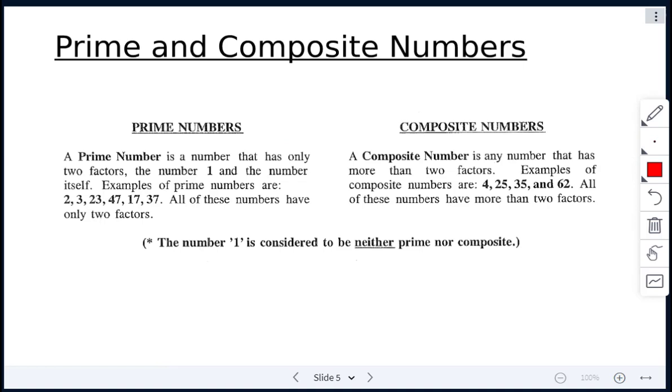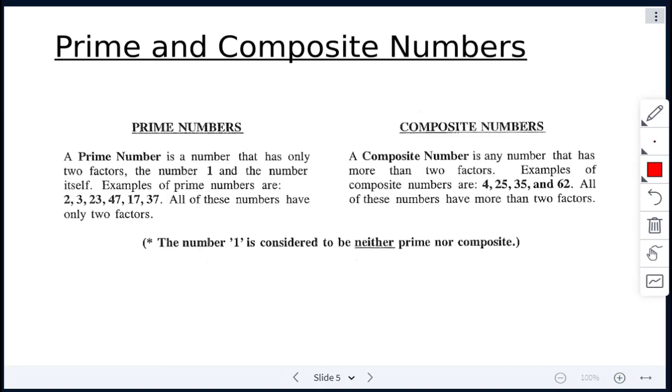So next we are looking at prime and composite numbers. A prime number is a number that has only 2 factors, the number 1 and the number itself. For example, the number 2, the number 3, 23, 47, 17, 37. All of those numbers only have two factors, the number 1 and the number itself. So they would be considered prime numbers. A composite number is any number that has more than two factors. For example, 4, 25, 35, 62 have more than two factors.